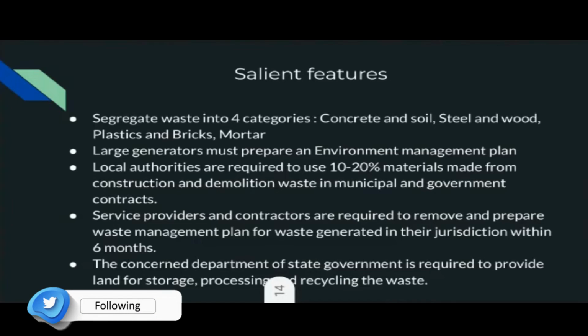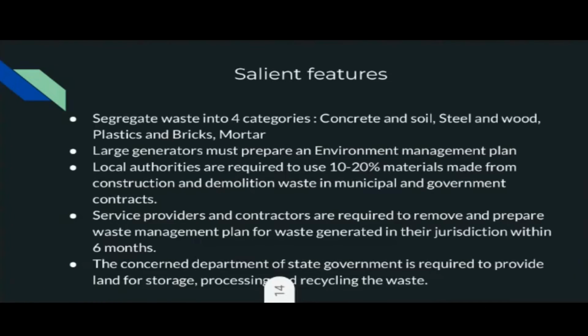And also the local authorities are required to use 10 to 20% of materials from construction and demolition waste in municipal and government contracts. So when a municipal or government contract is given, they should ensure that 10 to 20% of materials from construction and demolition waste is used in the construction of that particular civil structure.